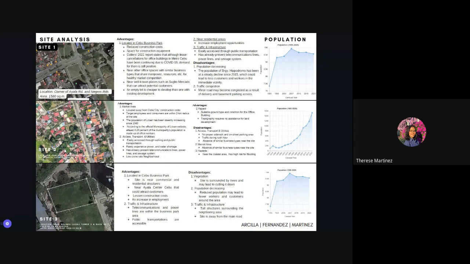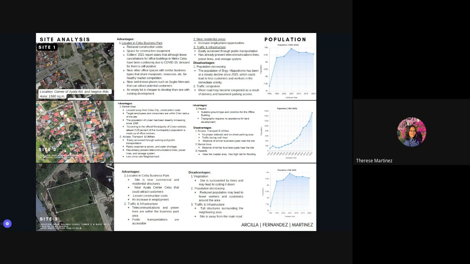And it is also near other office spaces with similar businesses so that they can have healthy market competition. It is near well-known places such as Sogbo Mercado that can attract potential customers. And since it's an empty lot, it is cheaper to develop than one with existing development. Another advantage is that it is near residential areas to increase employment opportunities. And for traffic and infrastructure, it is easily accessed through public transportation, and it already has present telecommunication lines, power lines, and a sewage system.